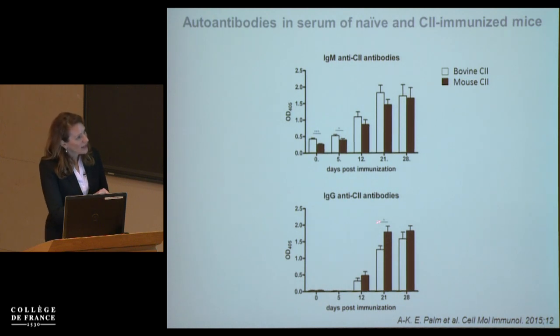And interestingly, just as a note, now this response to mouse collagen is even greater than to the bovine. So we believe that this response is very important because after 3 weeks, the mice start to develop arthritis in this period. So we believe that this true autoreactive response of IgG collagen antibodies is for sure pathogenic.